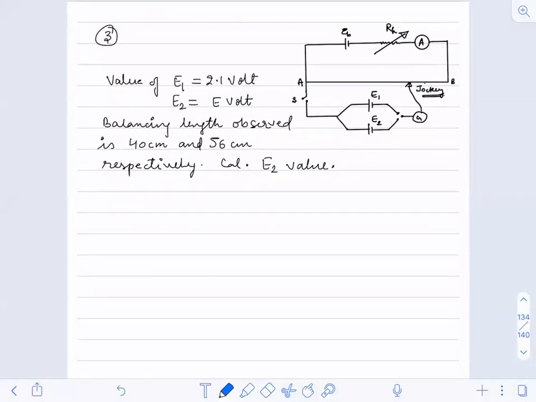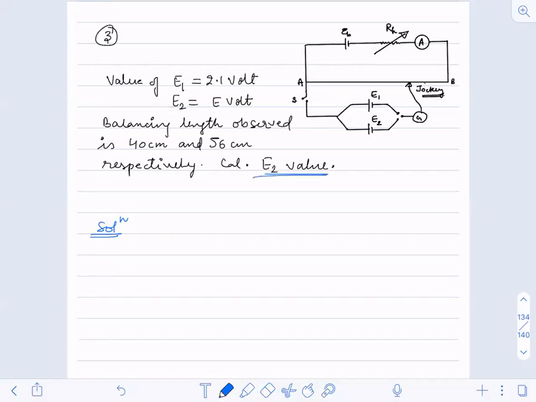So this is the third question. From the figure itself it is very clear that it is based on the comparison of the two EMFs. Just see this question and what it is saying. The value of E1 they have given me as 2.1 volt. The value of E2 they have not given me, and that value only we have to calculate.